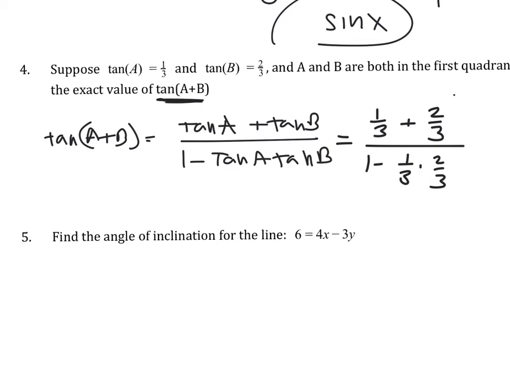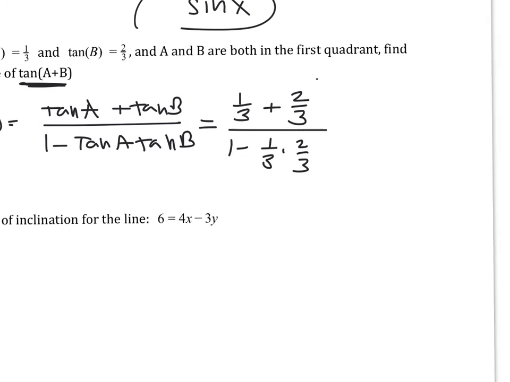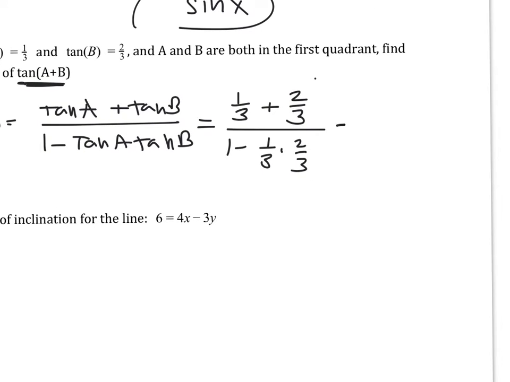So you don't have to reach for a calculator on that. You don't have to compute the tangent of anything. You already know what the tangent of A is. The tangent of A is 1/3. You already know what the tangent of B is. Tangent of B is 2/3. You do have to be able to manipulate fractions, though. So 1/3 plus 2/3 is 3/3, which is 1.